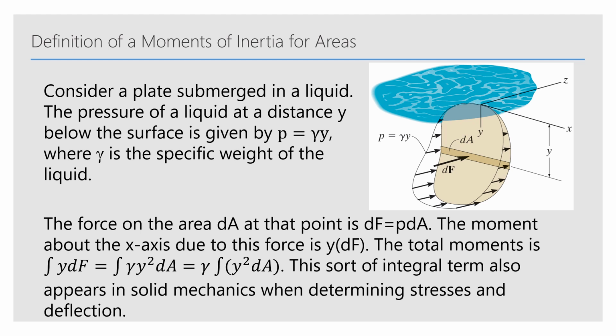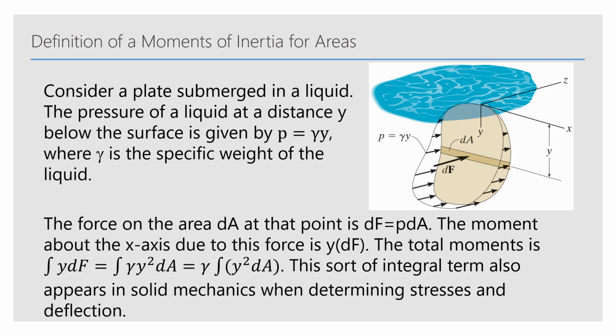The pressure of the liquid at a distance y below the surface is given by P equals gamma times y, where gamma is the specific weight of the liquid. The force on the area dA at that point is the pressure times the change in area. The moment about the x-axis due to this force is y times that change in force.